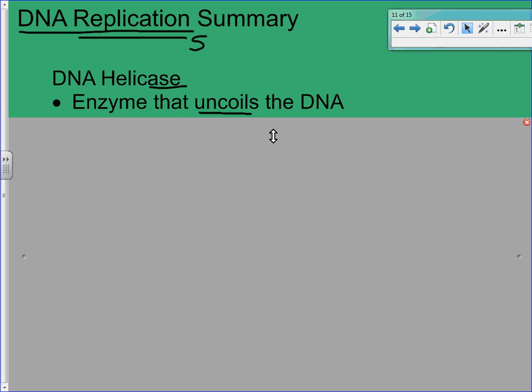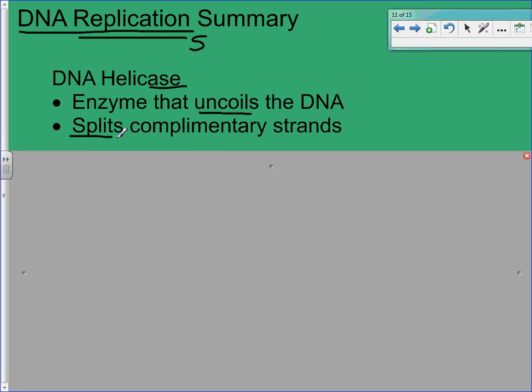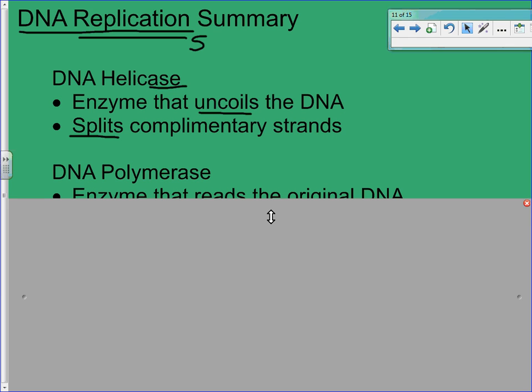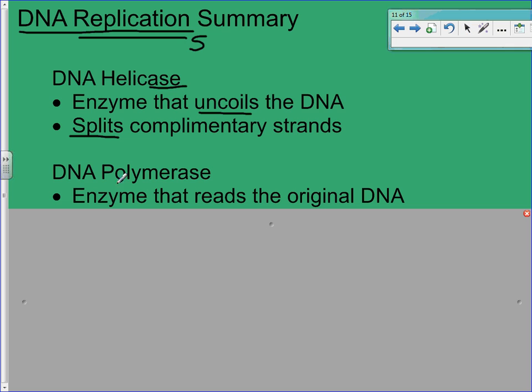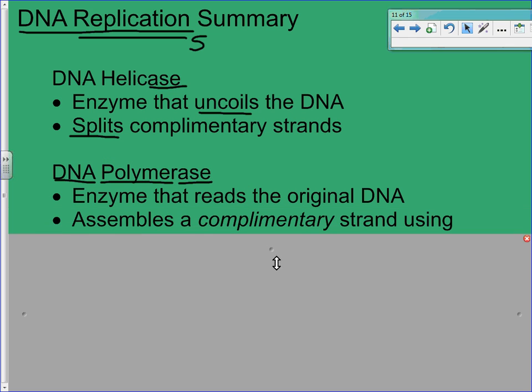The other enzyme that we have is called DNA polymerase. So let's think about this again. -ase means it's an enzyme, so it speeds up a chemical reaction. Polymerase, that probably means that it's an enzyme that speeds up the process of making a polymer. We know that DNA is a polymer, so DNA polymerase is the enzyme that makes that process go faster. The way that it works is it reads the original DNA strand. So helicase splits the two strands apart, polymerase reads each of those two strands, and then it assembles, this is really important, a complementary strand.